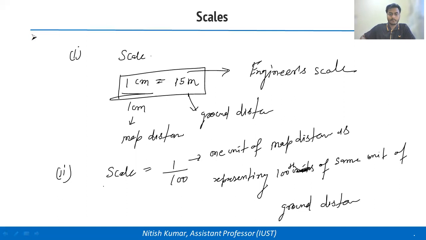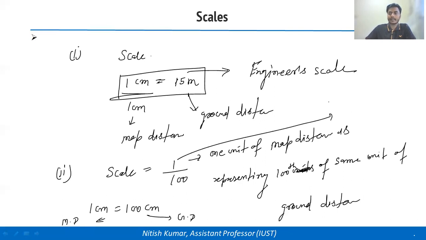Are you getting the point? Let's write. I'm giving a unit like 1 centimeter. So a map distance of 1 centimeter represents 100 of this same unit, so 100 centimeter of ground distance. This is ground distance and this is map distance. Suppose you are writing meter: 1 meter of map distance will represent 100 of the same unit, 100 meter of ground distance.